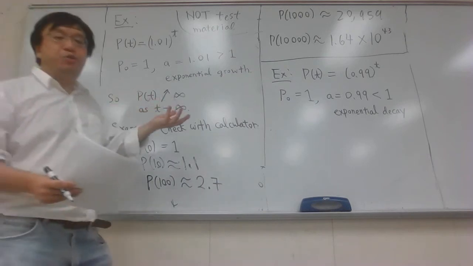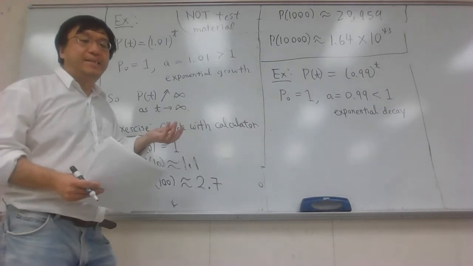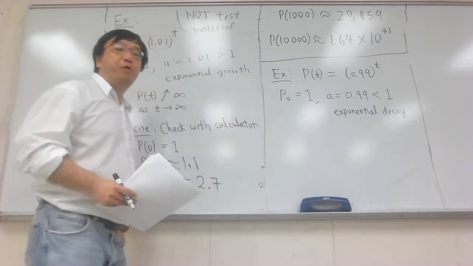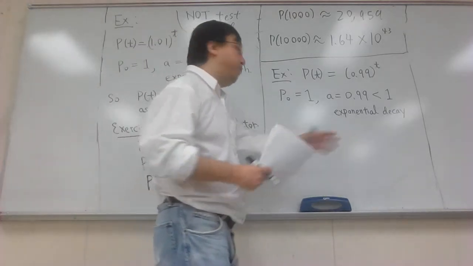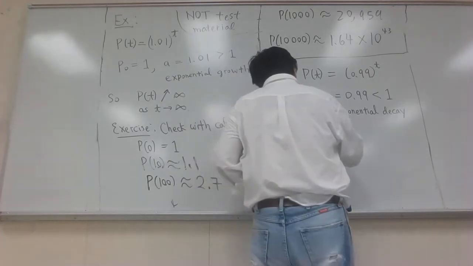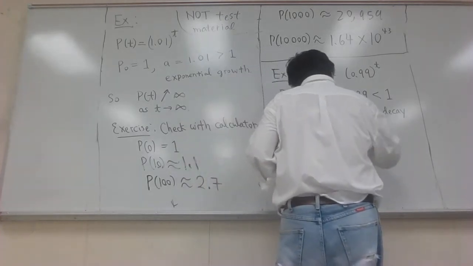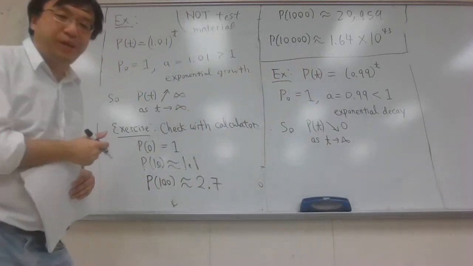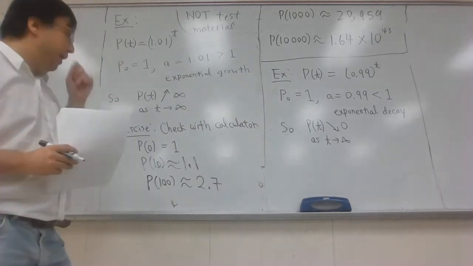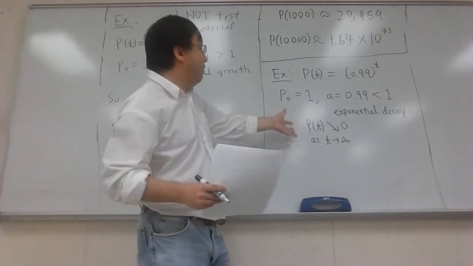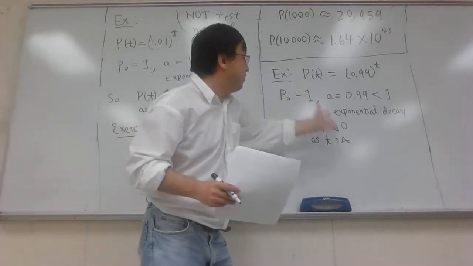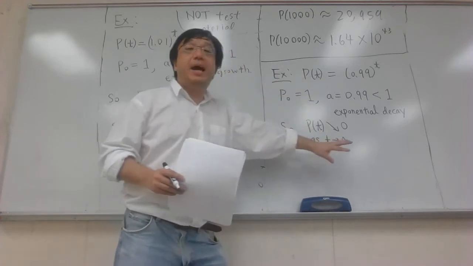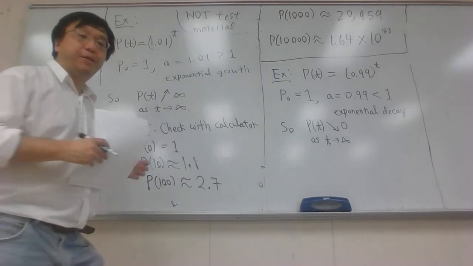Since it's the case of exponential decay, remember what the picture of exponential decay looks like. The function decays down to 0 as we move forward in time. So that's the picture for exponential decay. Check that this function does indeed get closer and closer to 0 as we move forward in time. You can check that with a calculator.